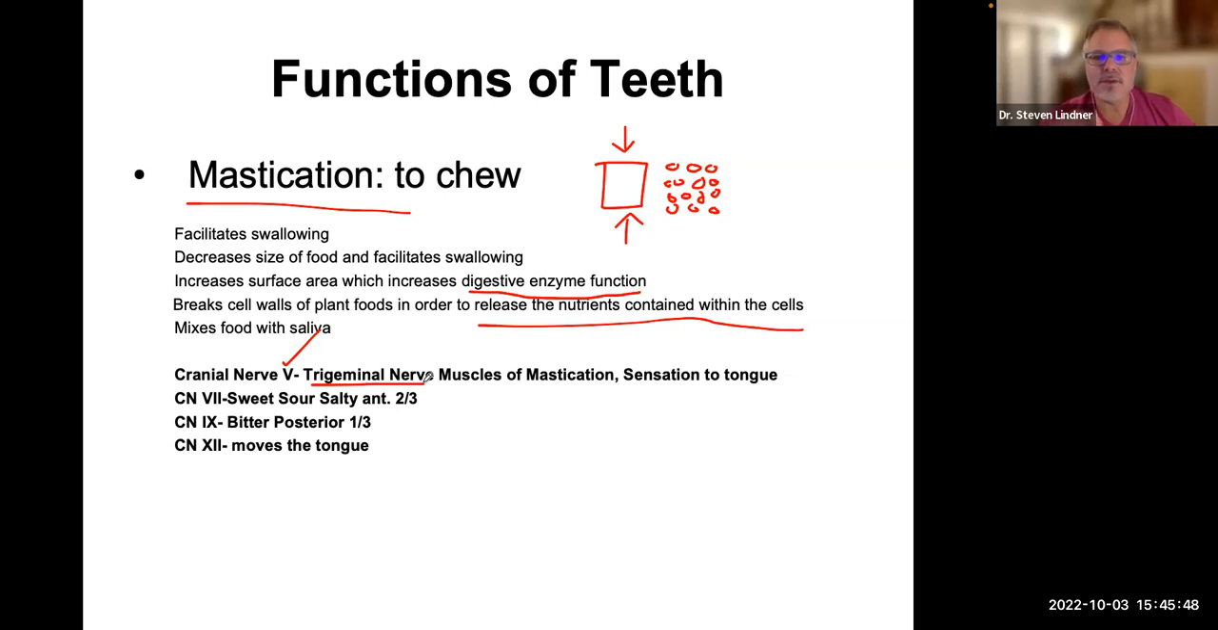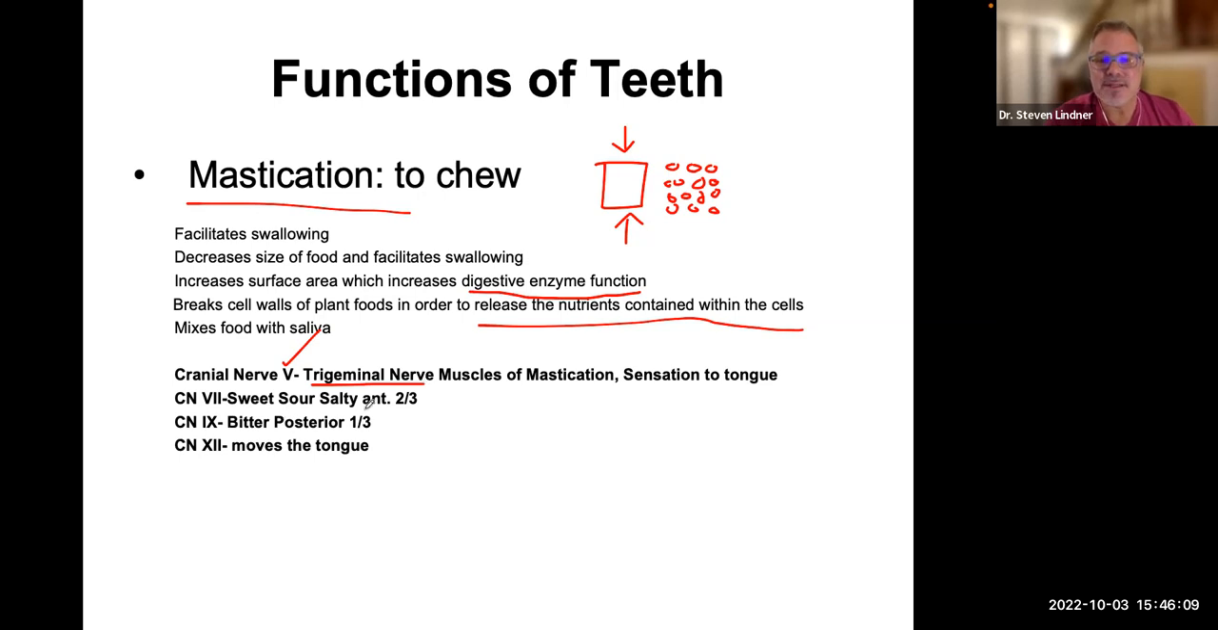It also deals with sensation. Trigeminal nerve deals with sensation to the face, but it also, not the ophthalmic, not the maxillary, but the mandibular branch of the trigeminal nerve deals with pain. When you bite on your tongue, it's the trigeminal nerve that's picking that up.